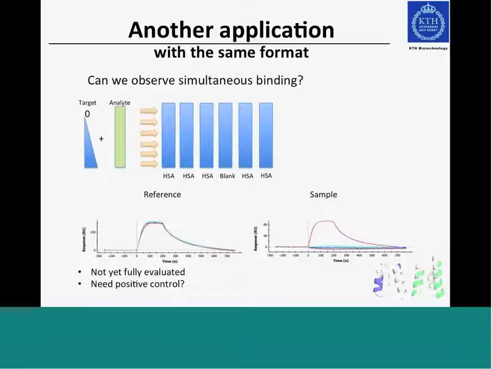You do referencing in the same way, you can do reference against blank and the zero injection. This is the same way as before. And this is an example of the raw data you can get. You have a reference surface, very nice in this case. You have a very similar immobilization it seems. And then when we do the actual sample, you can see that in every concentration except the zero concentration, we don't observe any binding. So in this particular molecule, we don't see any simultaneous binding.